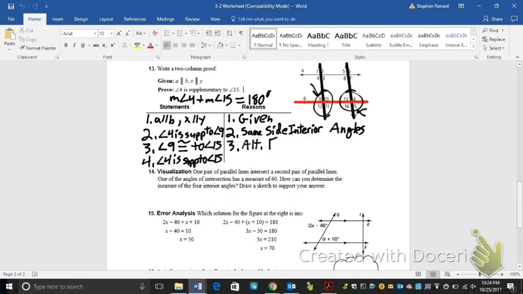Okay, so look at the number 3 now. That would be the alternate exterior theorem.